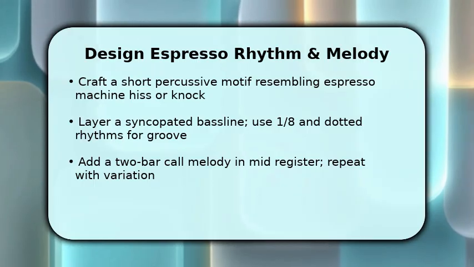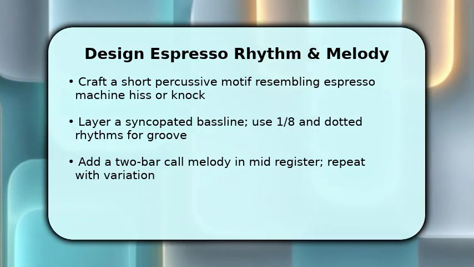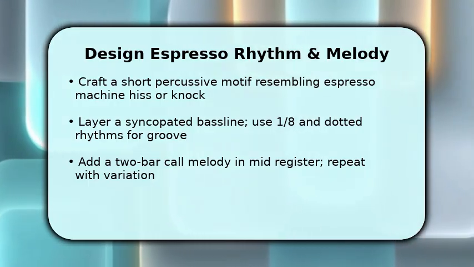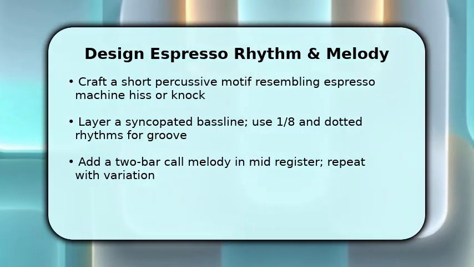Layer a 2-bar melody in the mid-register that answers the bass. Repeat it with small pitch or rhythm changes to create interest. Make sure to use rests for space, and adjust velocity or volume to emphasize the first beat of each.